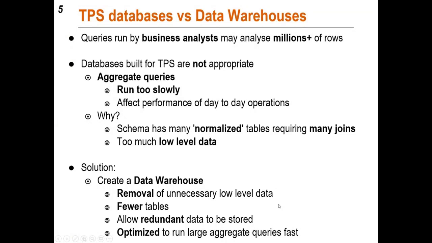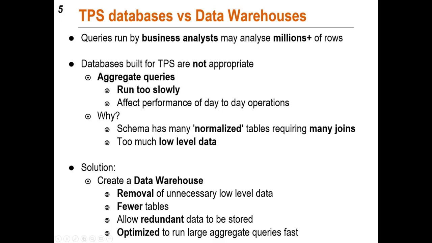So when you create the data warehouses, we need to remove unnecessary low level of data, because some columns, some rows, probably we don't need those things, right? Or otherwise we can actually aggregate some of the columns together, because we don't need that kind of granularity in our data warehouses. So we can remove these unnecessary low level of data. So that means we can have very few tables in our data warehouses compared to transaction processing systems.